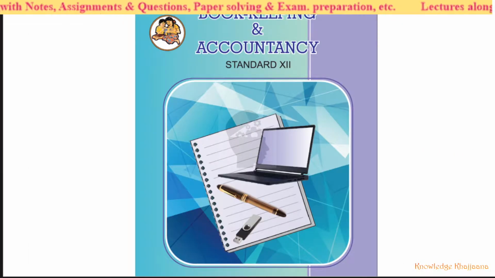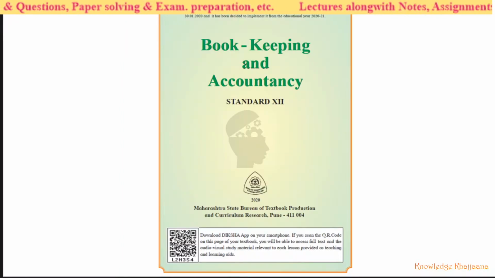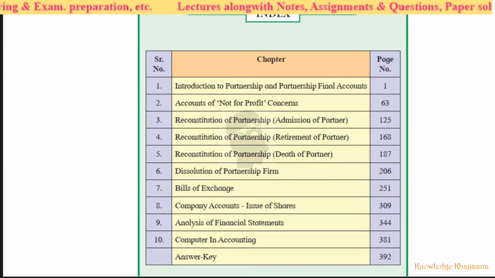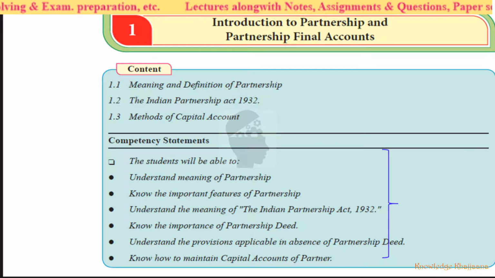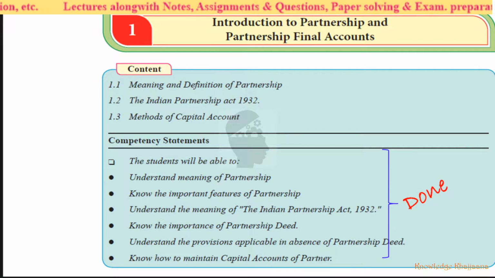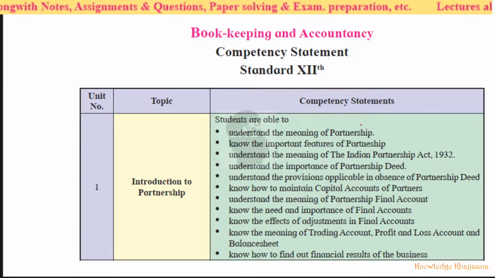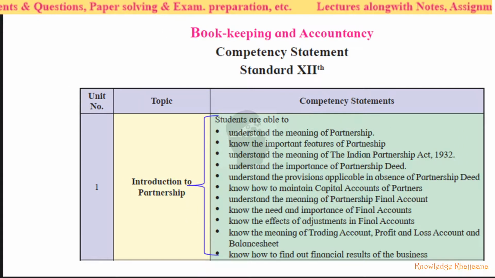We are learning Bookkeeping and Accountancy Standard 12. We are learning lesson number 1, that is Introduction to Partnership and Partnership Final Accounts. And we have covered these topics. As per the competency statement also, we have covered all these topics, and now we are learning how to solve the problems regarding the financial results of the business.